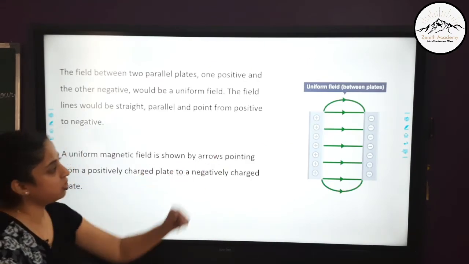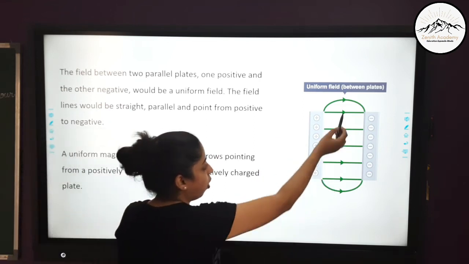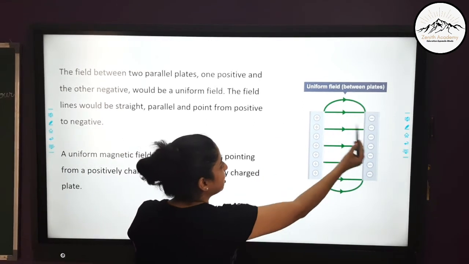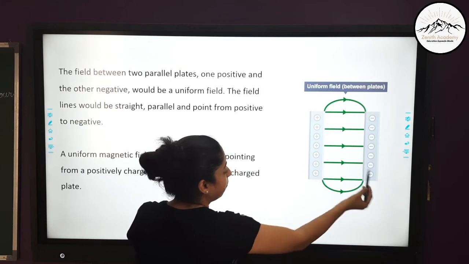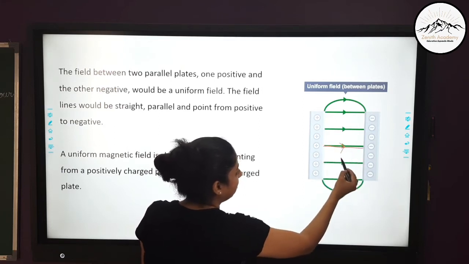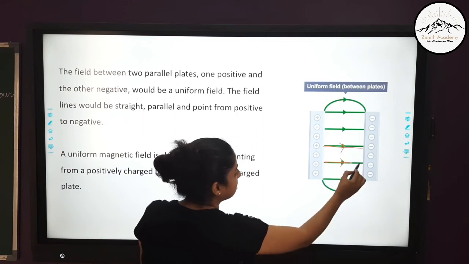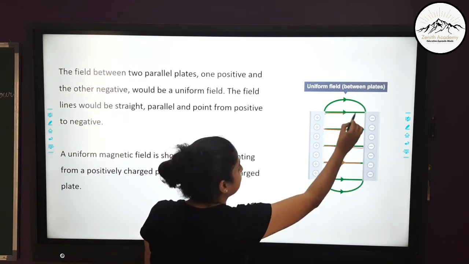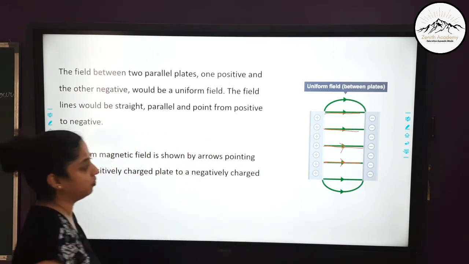Now here you can see I have taken two plates of opposite charge, and you can see there is a uniform field between the plates. So from positive the arrow is moving out, in negative the arrow is coming in. You can see there are parallel fields. So it is a uniform field between the plates.